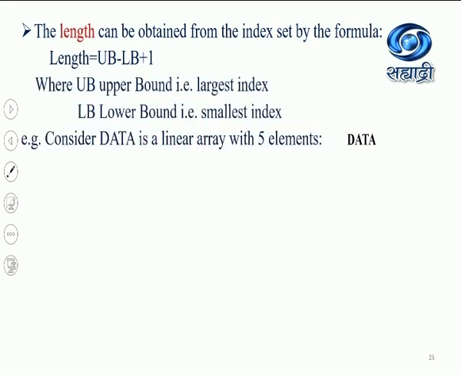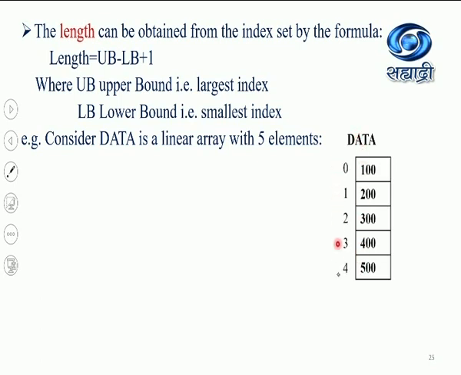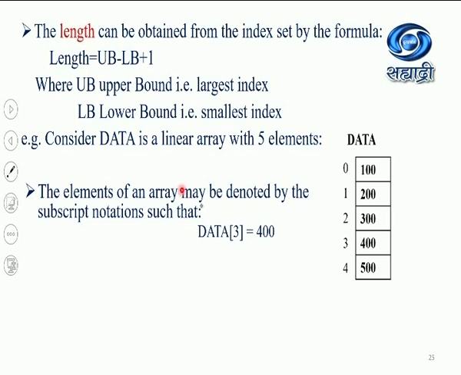Consider this linear array data. It stores 5 elements, and these are the index numbers. The elements of the array may be denoted by the subscript notation such that data of 3 is equal to 400. Suppose I want to access the particular data stored at location 3. I can access it by writing data, then in square brackets mentioning that index number, and then is equal to that value. So I refer to the element and then I can access that particular element.